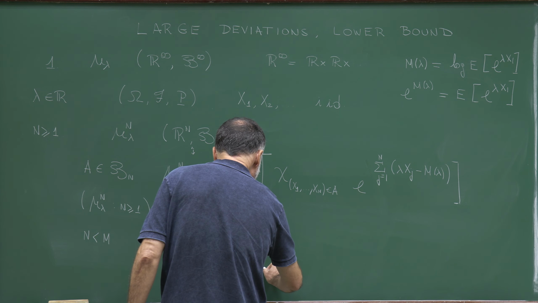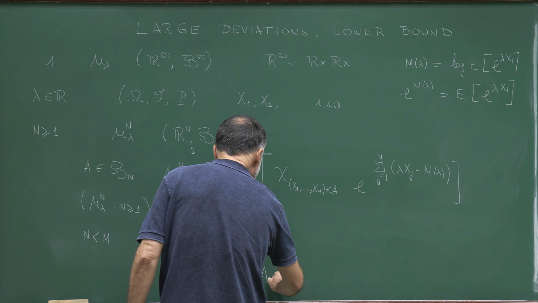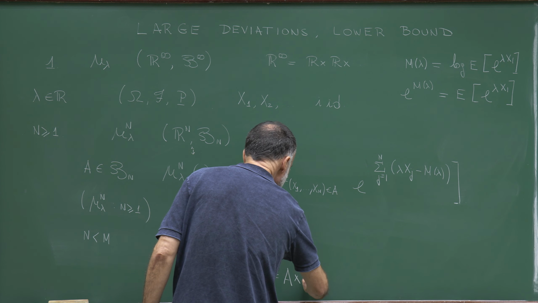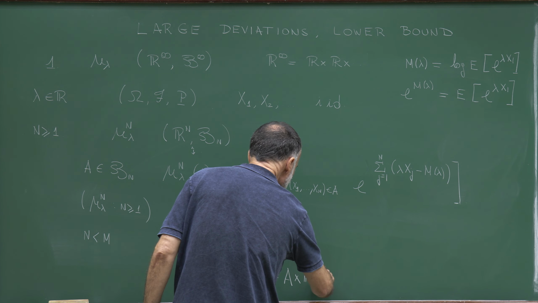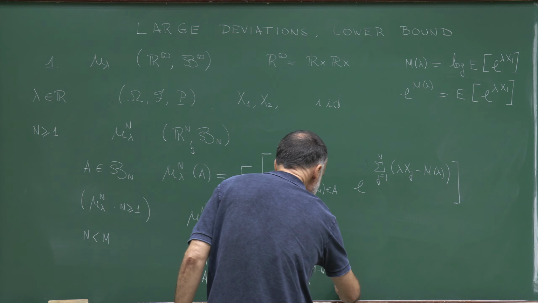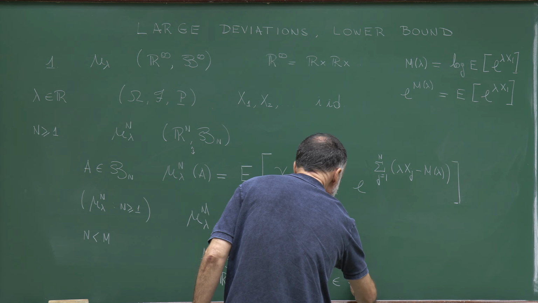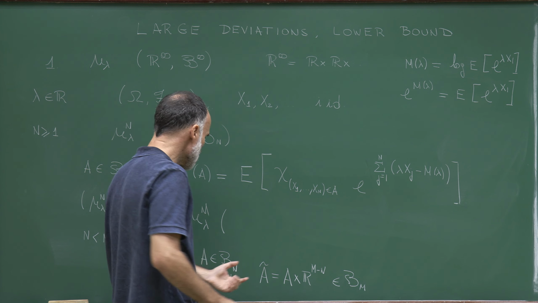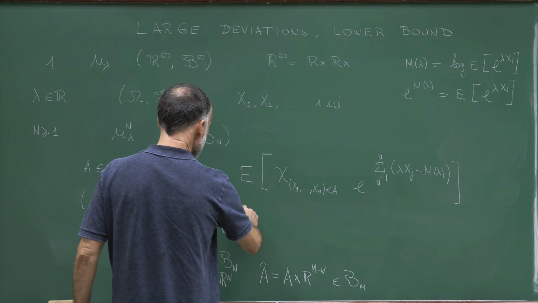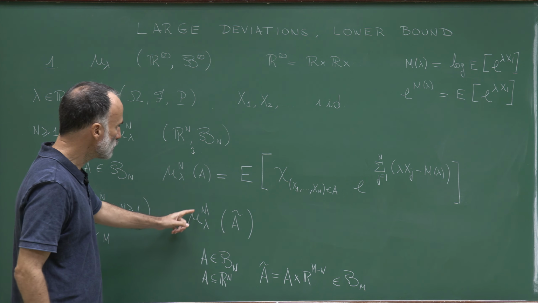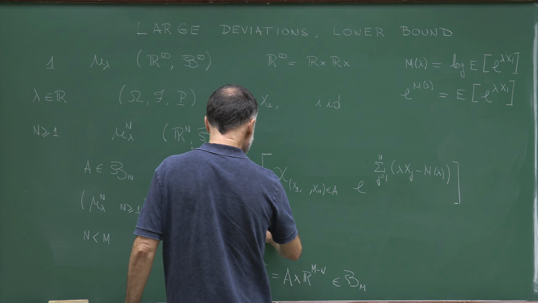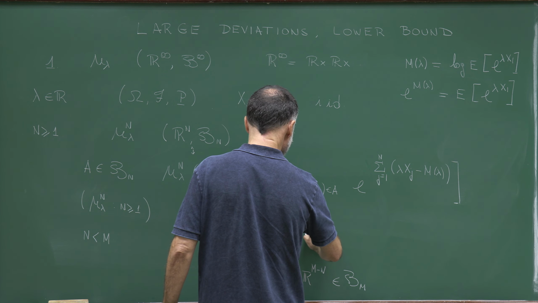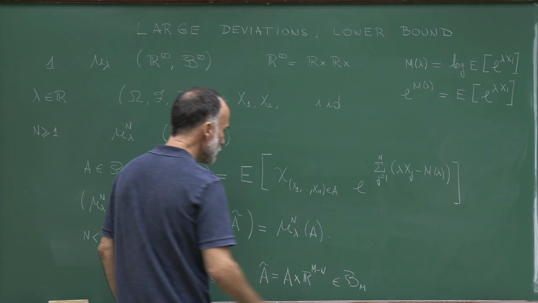And let me define A tilde to be A times Rm minus n. So this set here is clearly an element of Bm. And what I claim is that if I take the measure of A tilde with respect to mu m, this is equal to mu n lambda of A.